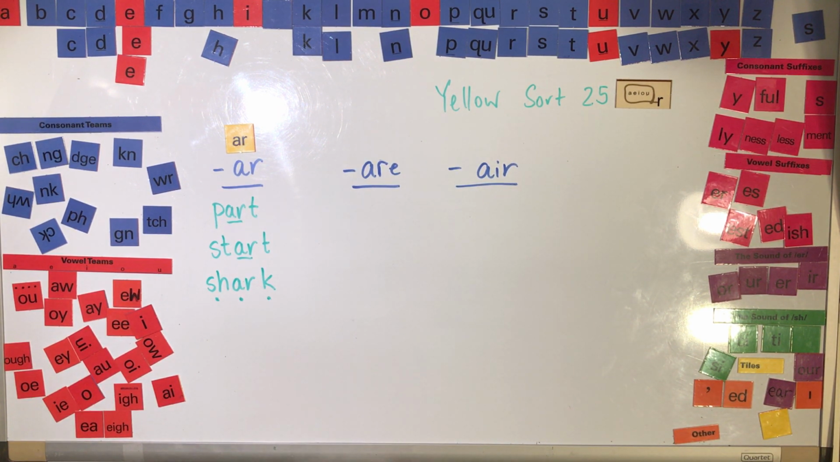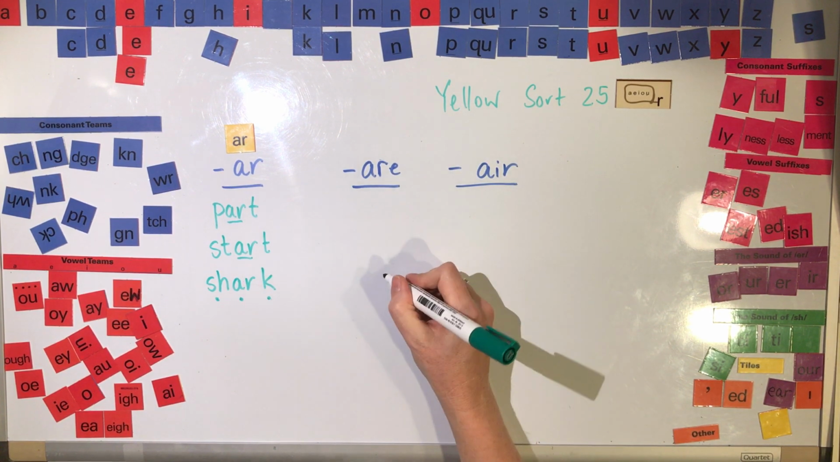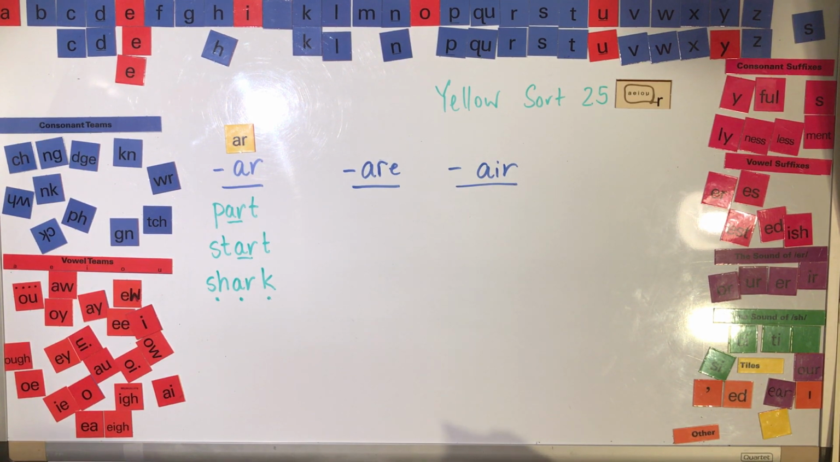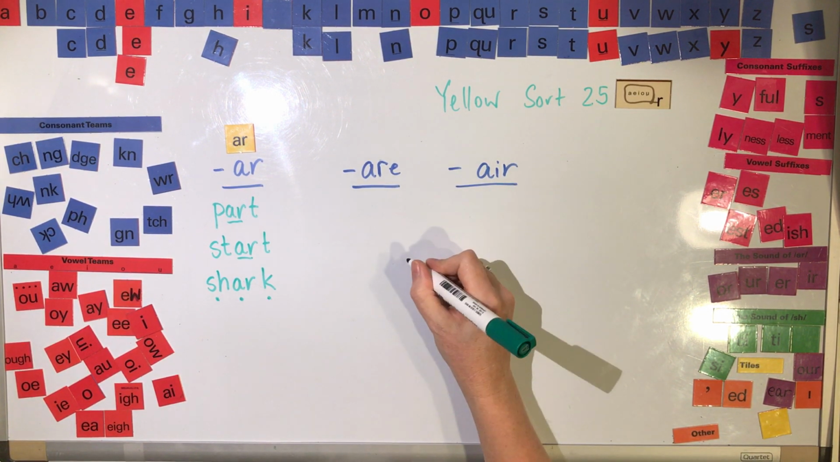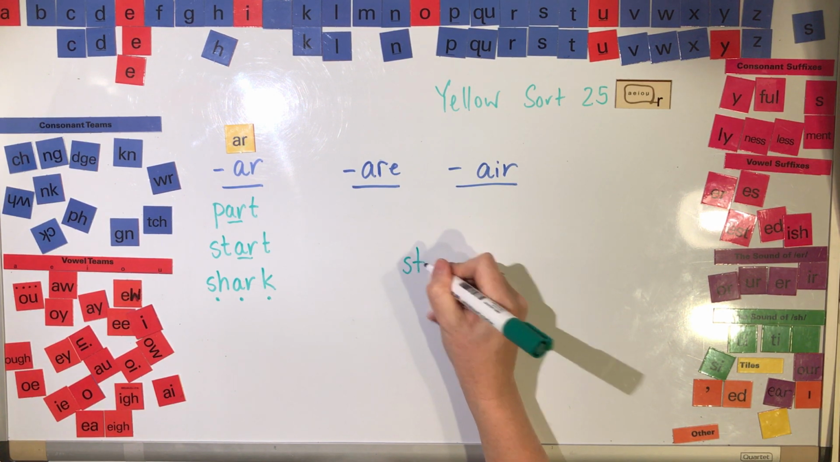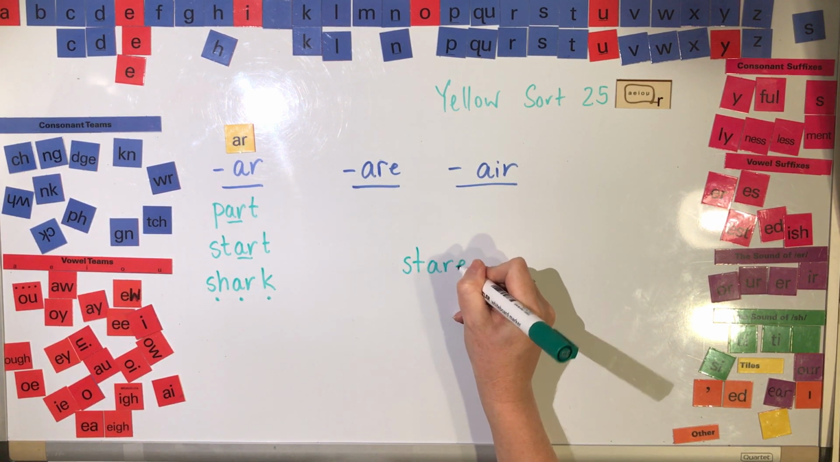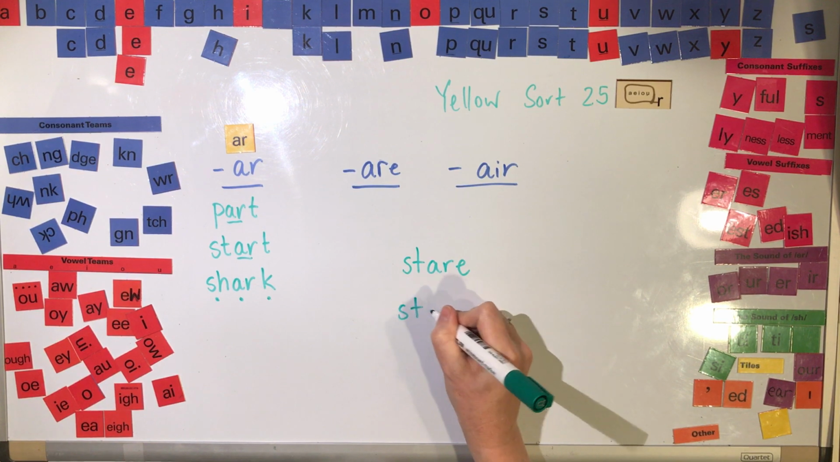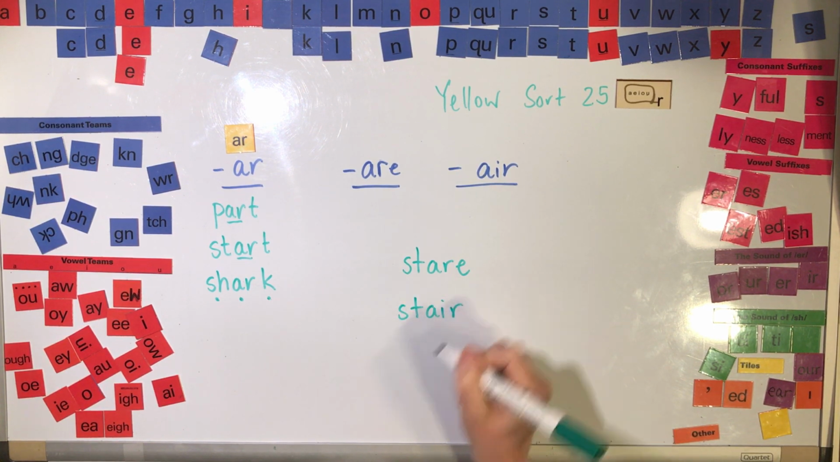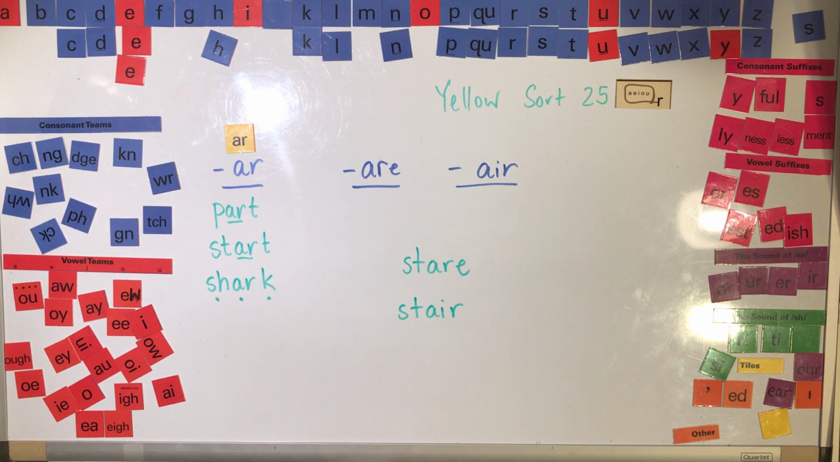Okay, let's have a look at some words that fit in the air category. Okay, so you've got the word stair. Walk up the stairs, but we're just looking at a single stair. In fact, this is a good word because I can spell it two ways, and both of these words are on your list. So we've got stair and stare. Both of them are modified by the R.